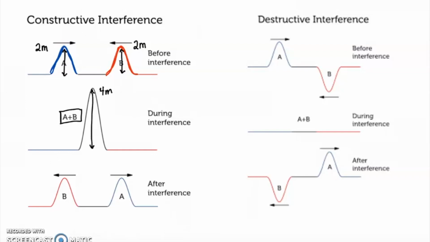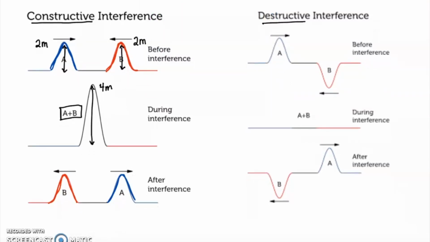And afterwards, as those waves keep moving, they kind of pass through each other, and B continues to go on its way to the left, A continues to go on its way to the right. We would call this constructive interference, and we'll come back and define that in just a moment. Let's take a look, though, at destructive interference.